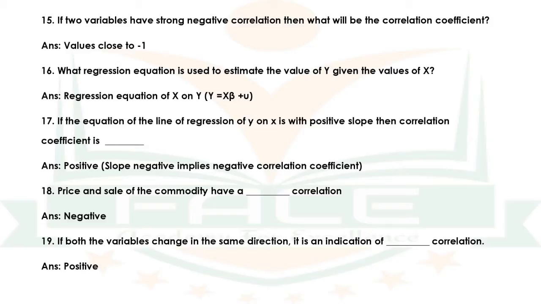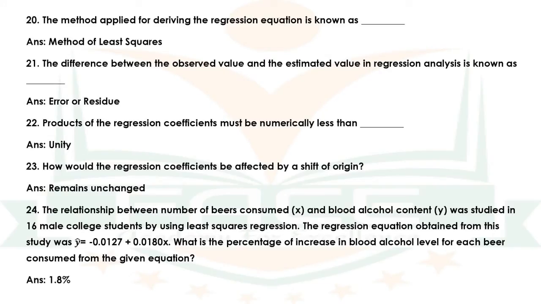Question number 18. Price and sale of the commodity have a dash correlation. The answer is negative. Question number 19. If both the variables change in the same direction, it is an indication of dash correlation. The answer is positive. Question number 20. The method applied for deriving the regression equation is known as dash. The answer is method of least squares.